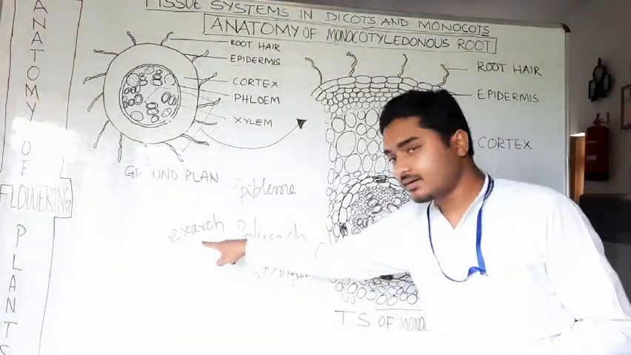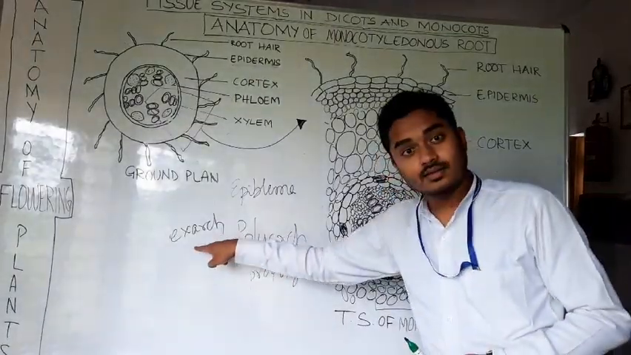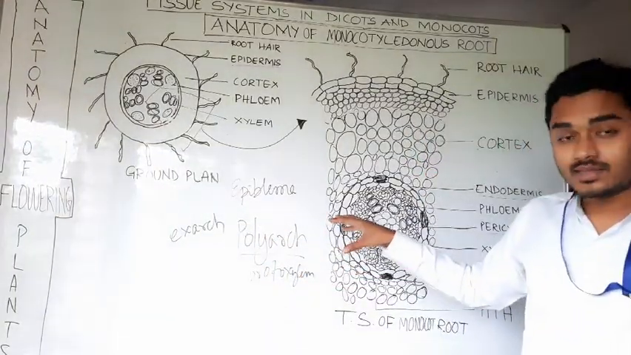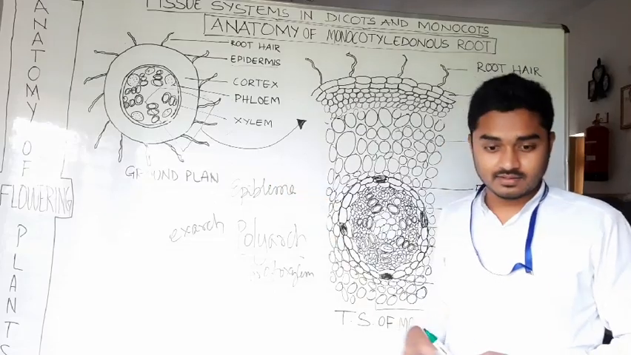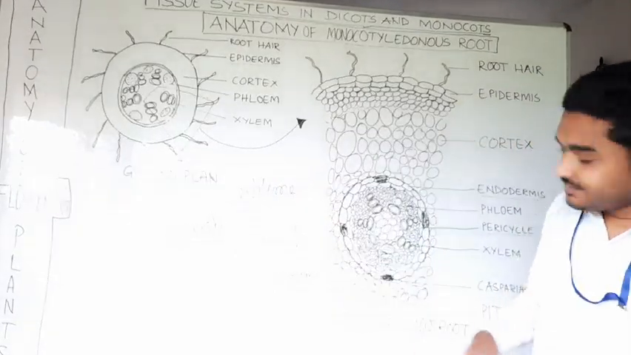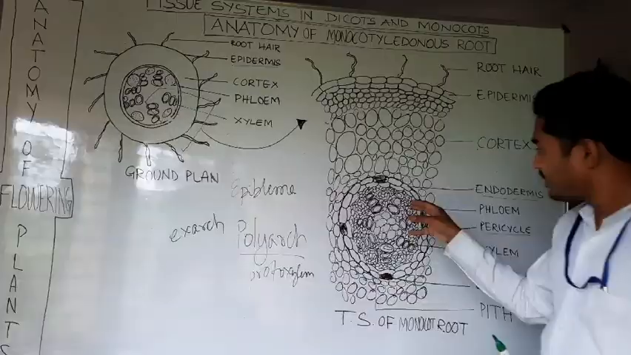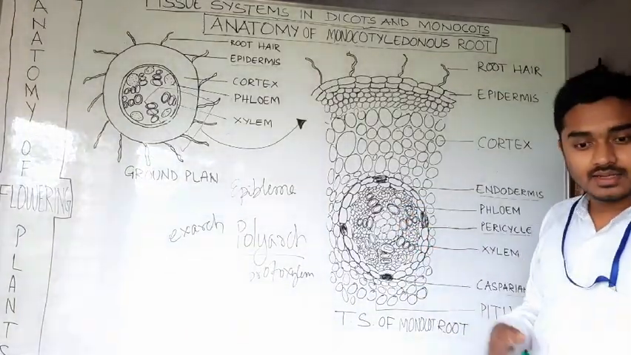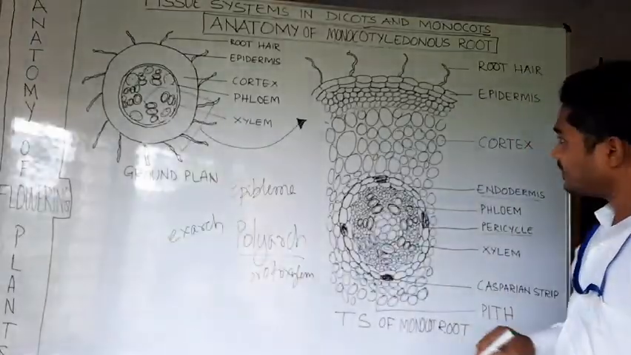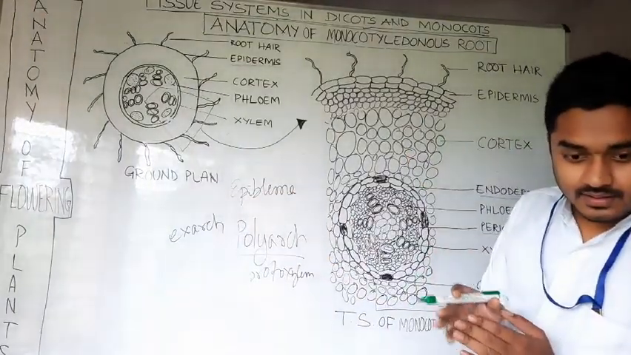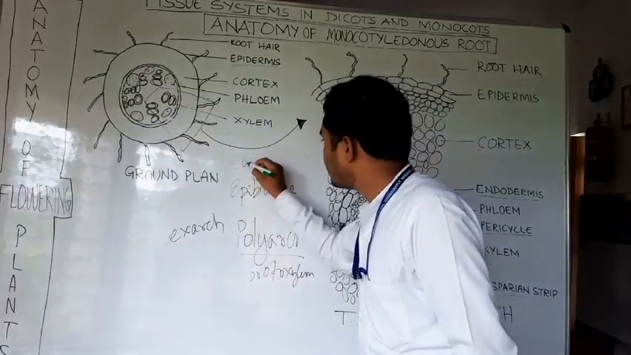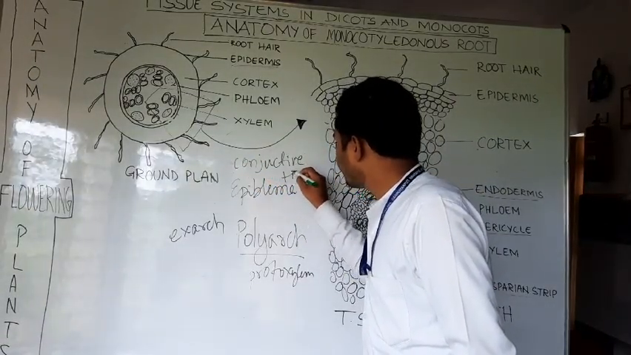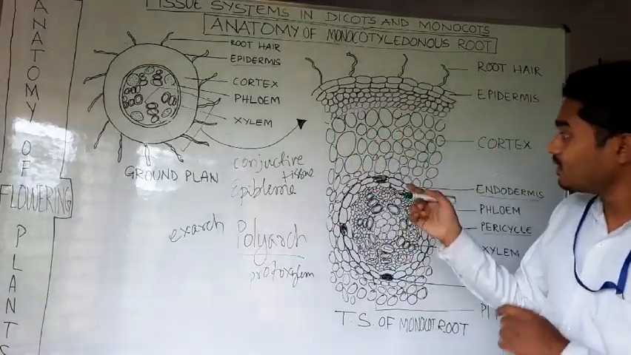So it is a polyarch region, polyarch, then exarch condition. Just remember these terms. Based on these terms, we will be expecting questions in your examinations. Then the cells found in between the xylem and phloem are of parenchymatous nature and they are called conjunctive tissue. So just remember this, it is conjunctive tissue. Conjunctive tissue. So what are these conjunctive tissues?